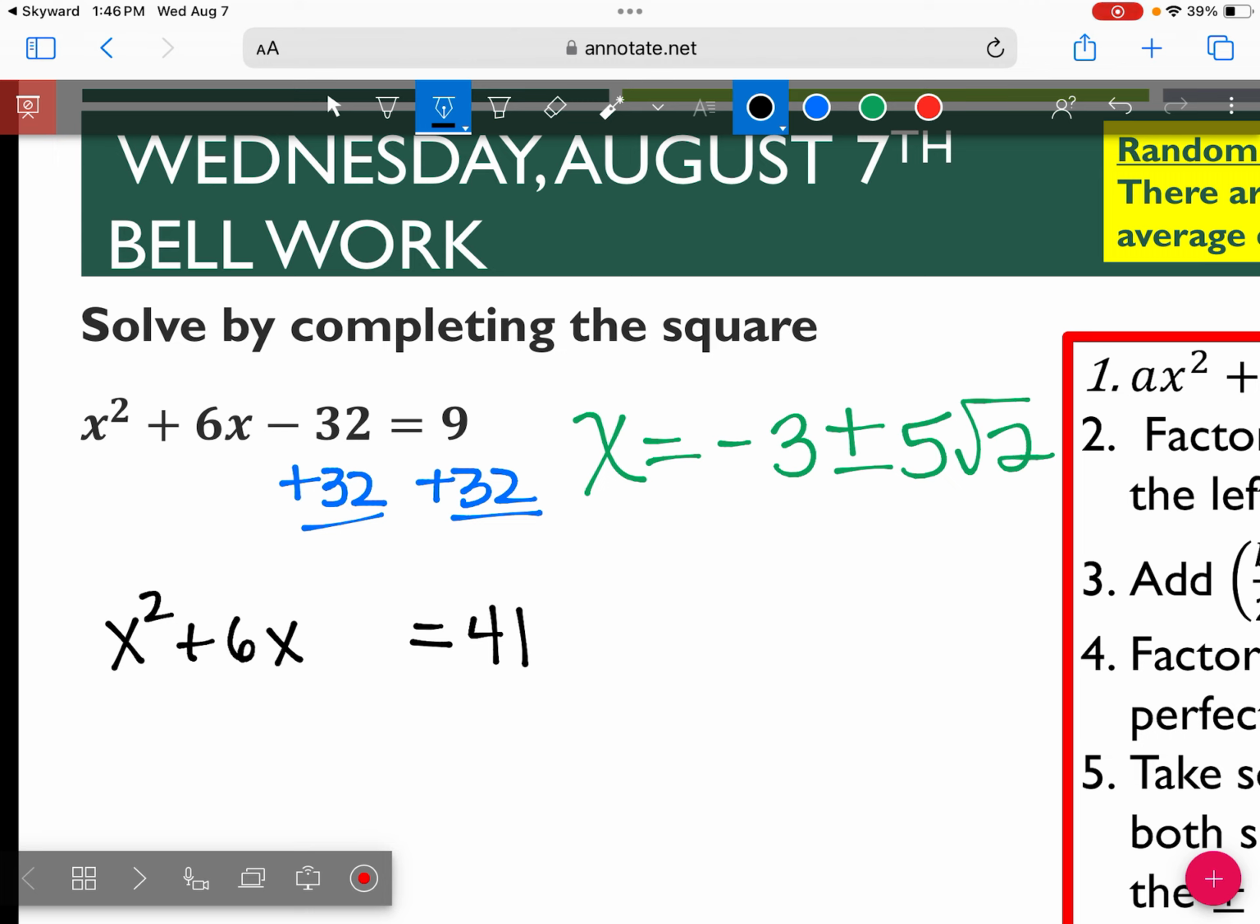part 2 says factor out a, but a is 1, so we don't have to factor it out. So now we're going to go to step 3, which is to complete the square, because this is incomplete. To figure out what number is going to complete the square, you take b divided by 2 squared, and you get 9. You're going to add that here and here.